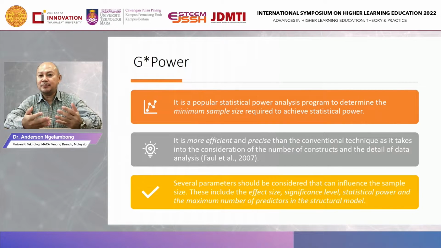Several parameters should be considered that can influence the sample size. These include the effect size, significance level, statistical power, and the maximum number of predictors in the structural model. G power, I think, you can use when you don't know the total population. This is the advantage of G power, because it doesn't require you to know the total population. As I mentioned just now, it depends on the number of constructs and the details of the analysis.